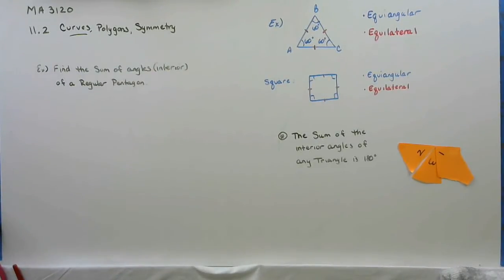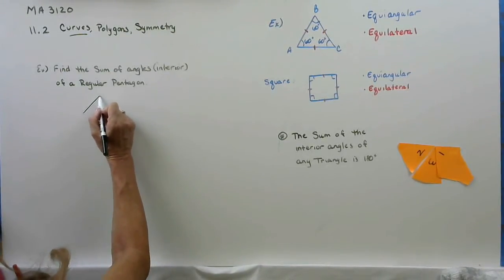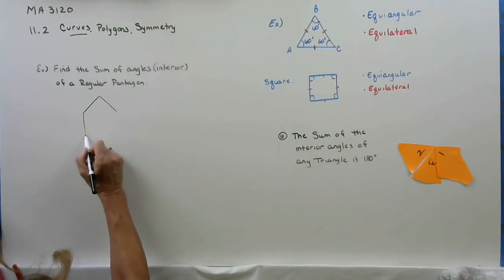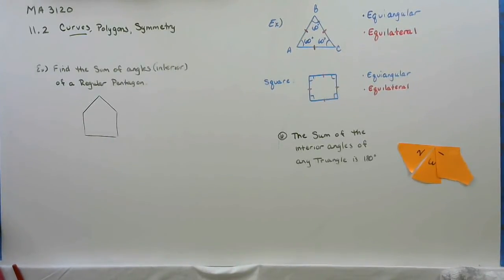So the first thing we need to remember is, well, how many sides does a pentagon have? So a pentagon has 5 sides, right? If it's regular, I've got to make all these sides look somewhat the same. So I'm just going to get 1, 2, 3, 4, 5. Make it look kind of like a house. And if I want to figure out what the sum of all these angles is, yes, there's a formula. We can develop it. But I can also use the fact that any triangle has 180 degrees.